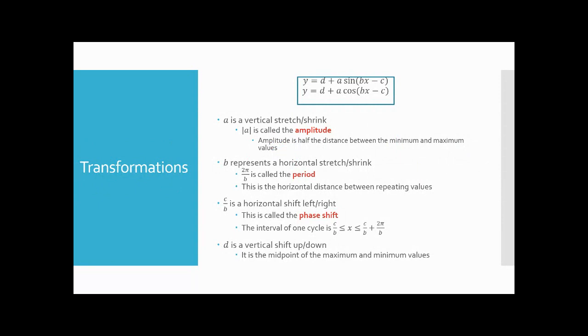Now, the absolute value of a is what we call the amplitude of a trig function. And amplitude is half the distance between the minimum and the maximum values. That's important for when you go on further when you're modeling.